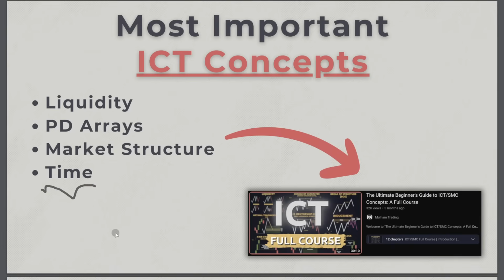So you've got to understand at what time the manipulation mostly happens. You can actually use the quarterly theory in this as a confluence. You need to understand what kill zones are. You need to understand the weekly profiles, the daily profiles, all of those things I explained briefly in my videos.